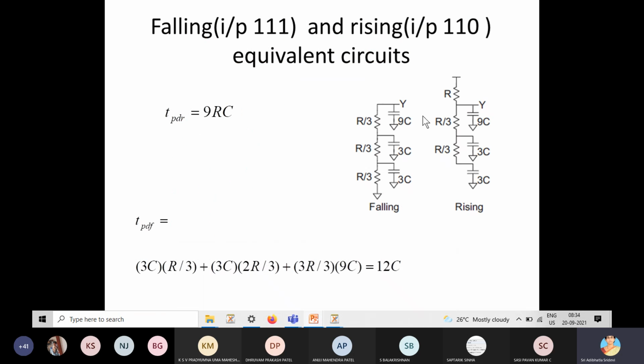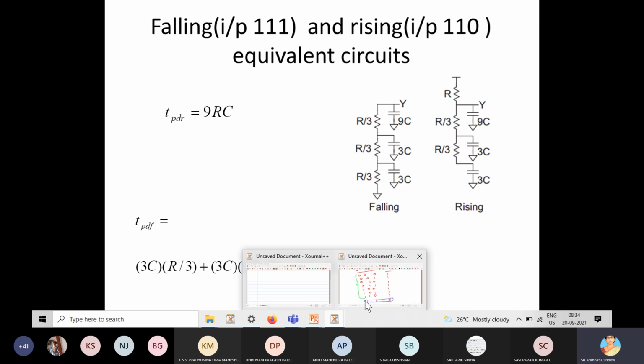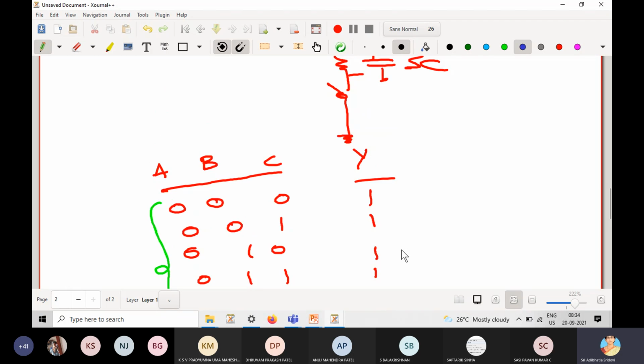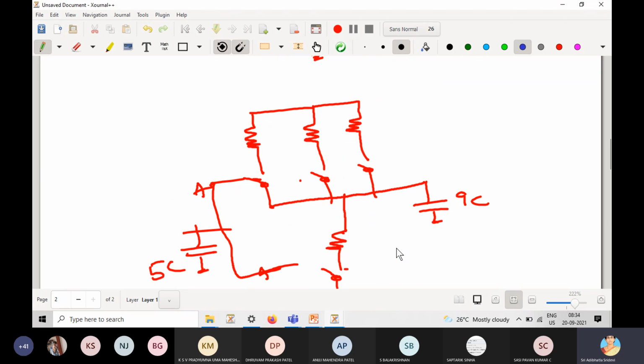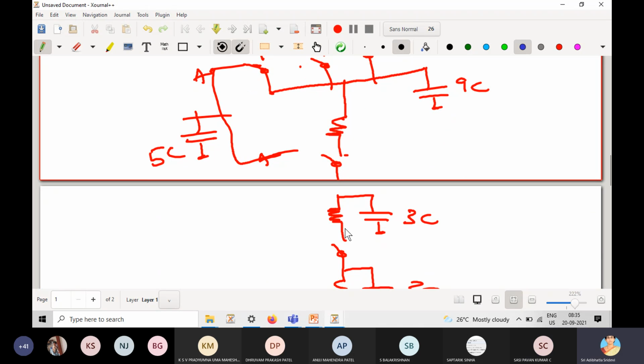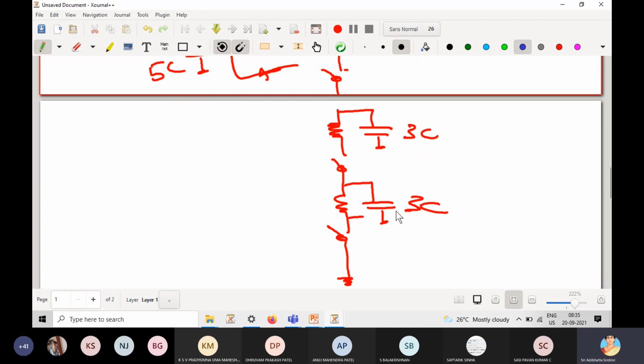So now we know which FET is on and which FET is off. If the input is 111 in our circuit, all the PMOS FETs are off, and all these NMOS FETs are on.